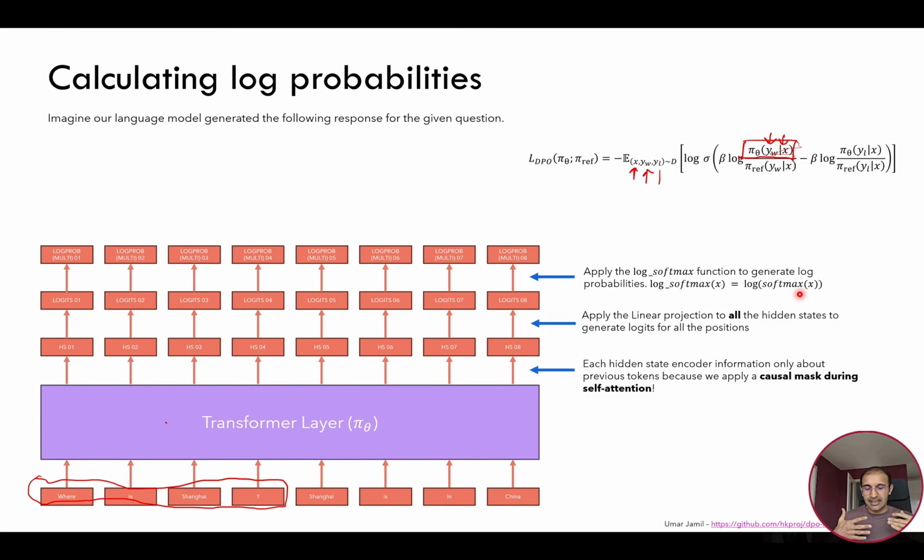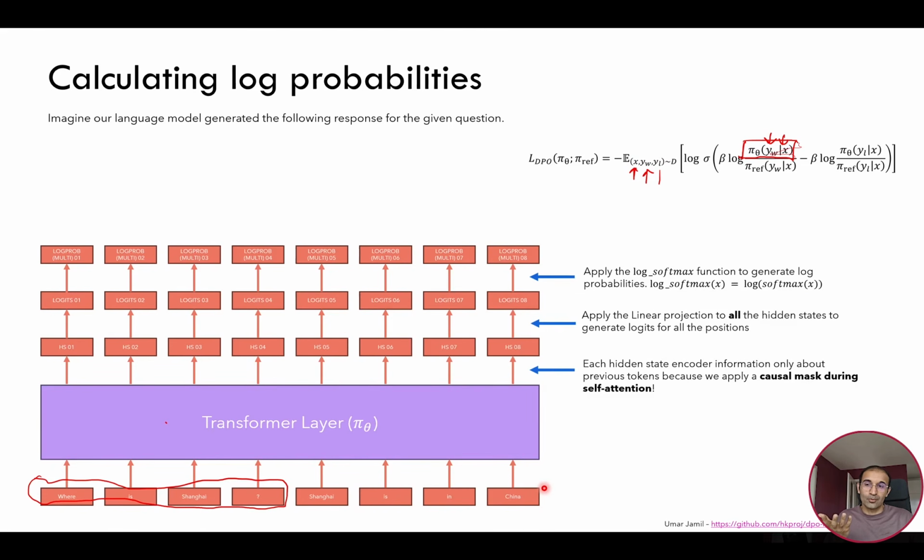Now when we apply the softmax, it will become a distribution over the entire vocabulary, one for each token in the vocabulary. But we want only the probability corresponding to the token that was actually chosen to generate this particular answer. And we also know which token it was because we have the answer. So to the question, where is Shanghai? We know what the answer is because it's in our data set of preferences. So we know that the answer is Shanghai is in China.